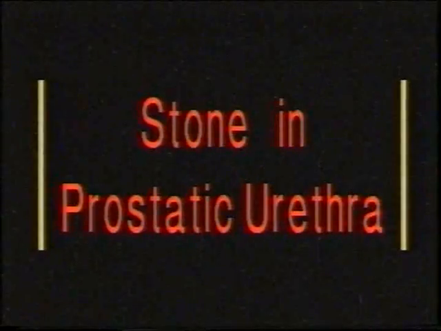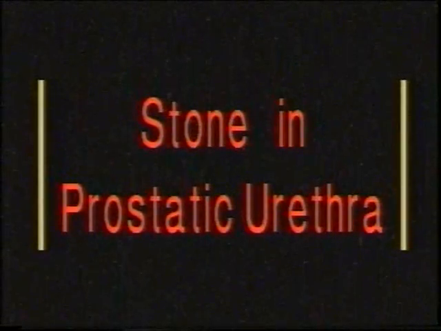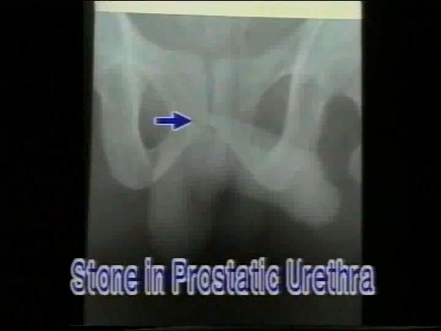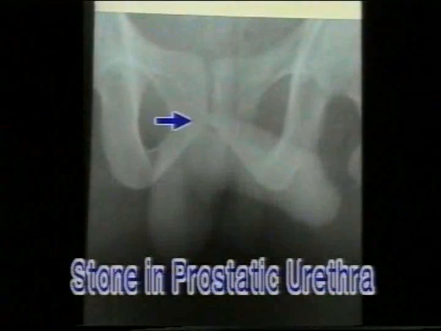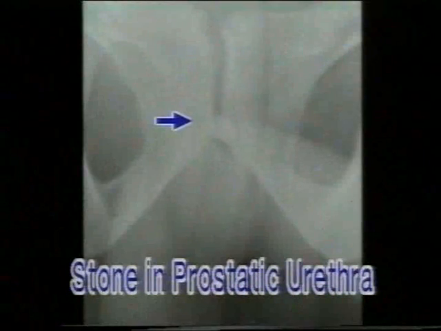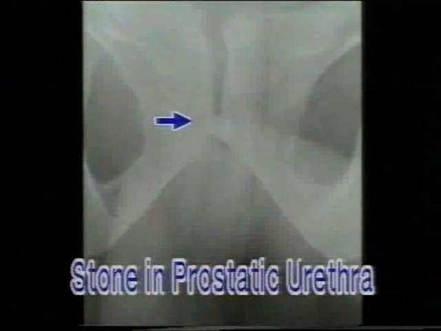Lastly, we will see a calculus in the prostatic urethra. A stone impacted in the prostatic urethra is seen behind the symphysis pubis in the midline. It requires a careful inspection to note the shadow overlapping the pubic bones.